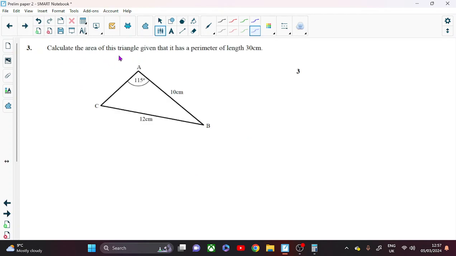Okay, calculate the area of this triangle given that it has a perimeter of length 30 centimetres. Now we've not been given the height. That means we've got to use the area formula.